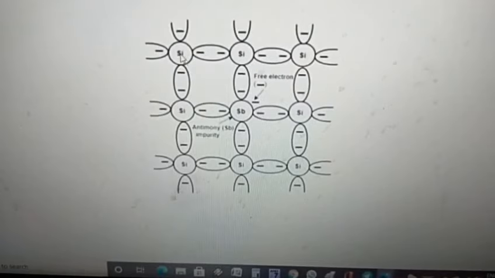So if we take silicon or germanium, that belong to group 14 elements, means they'll have 4 electrons in their valency shell. They'll form 4 covalent bonds.